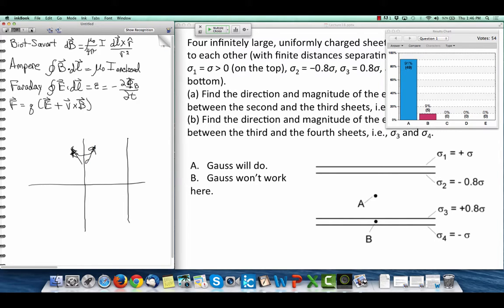So the fact that the sheet looks the same when I rotate it around one of these axes means that the electric field has to be the same when I rotate it. And the only way an electric field vector can be unchanged when rotated around that axis is if it points along the axis. So you can use Gauss's law. You can use it all sorts of different ways. Let me just suggest one of them.